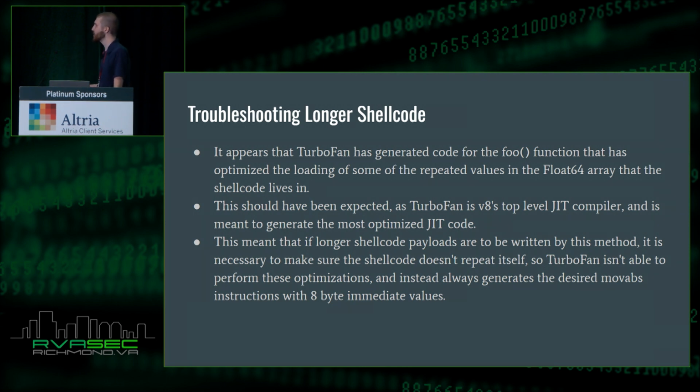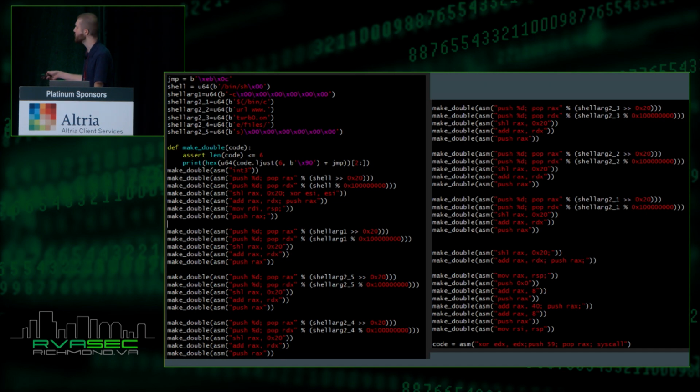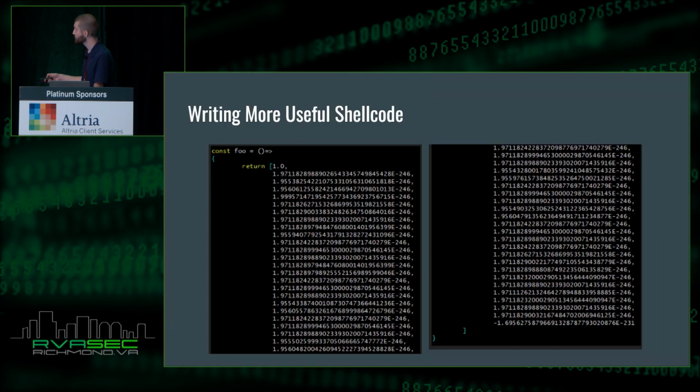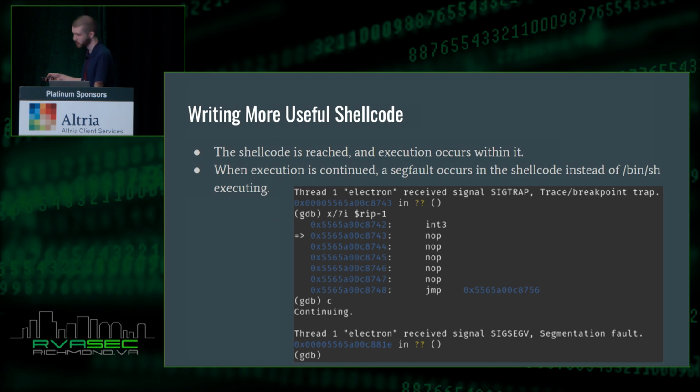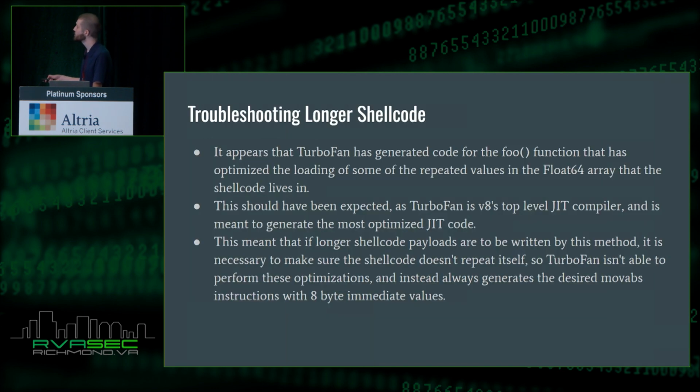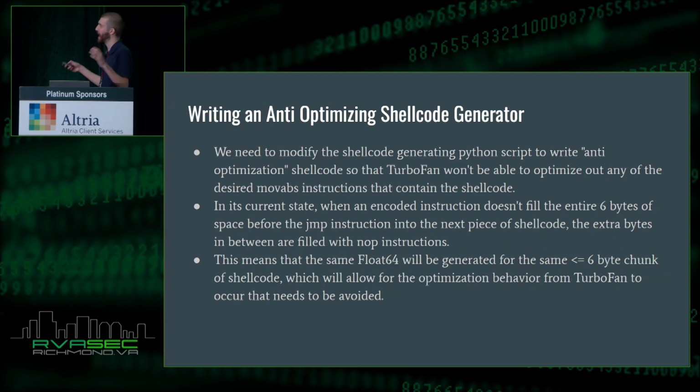So the problem with this now is that we need to modify the way that our shellcode is generated so that it doesn't repeat itself. Because if we look back to our shellcode, we will see plenty of repetition. And I don't want to write shellcode that doesn't repeat itself and fits into those 6-byte chunks. So we can do some tricks to make it not repeat itself. So we're writing what I'm calling an anti-optimizing shellcode generator. So that Python script we started with, we need to modify it so that we generate unique values for each piece of shellcode.